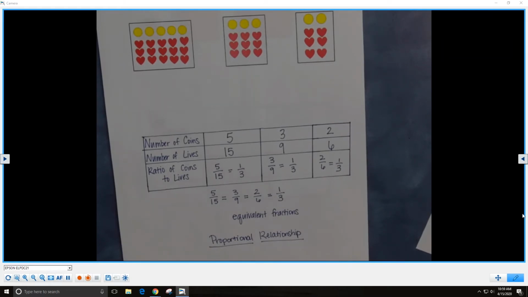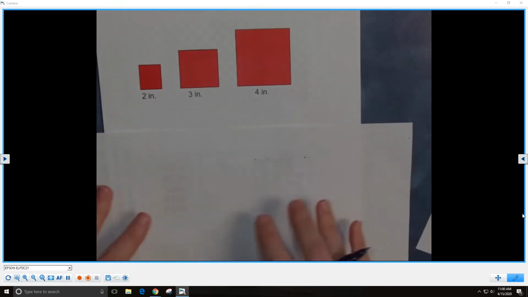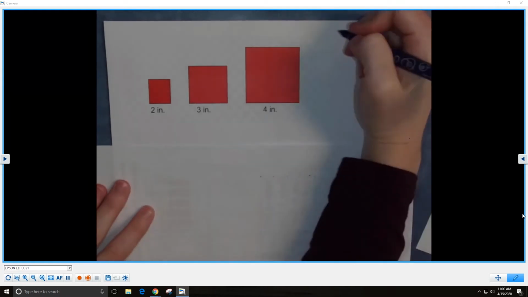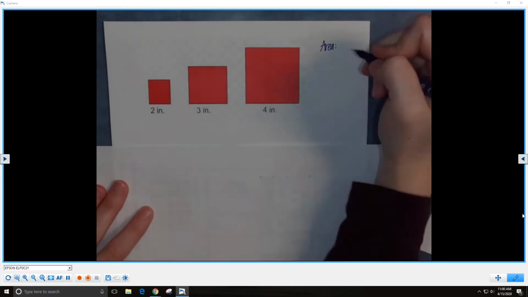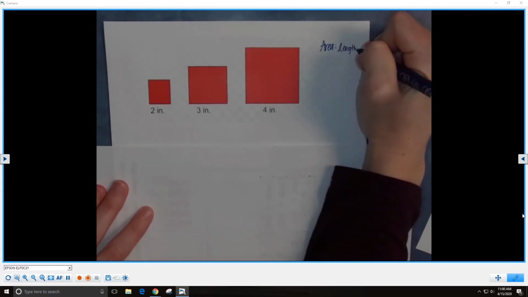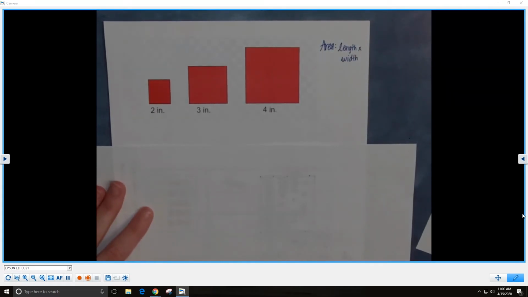Next, let's think about the relationship between the area of a square and the length of a side. Recall that a square has side lengths that are all equal. How do we find the area of a square? Here are our squares. Remember that all four sides are equal. How do we find the area of the square? Right, you multiply the length times the width, or you can find the length of the side squared.